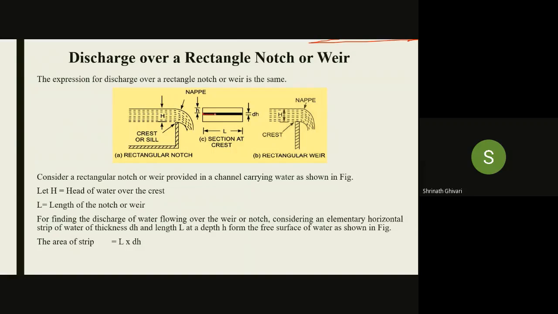Area is length into breadth. So this is the length and this is the thickness. That is length into dh.